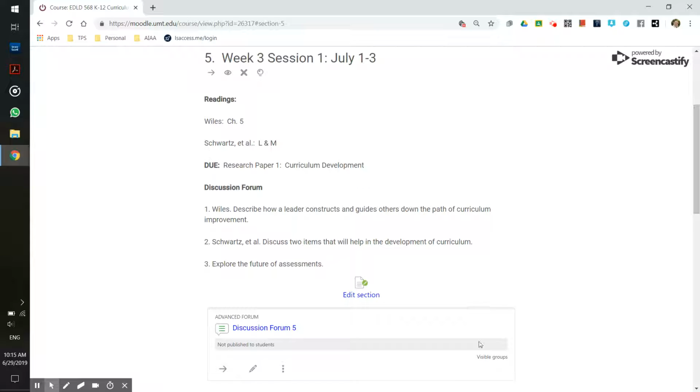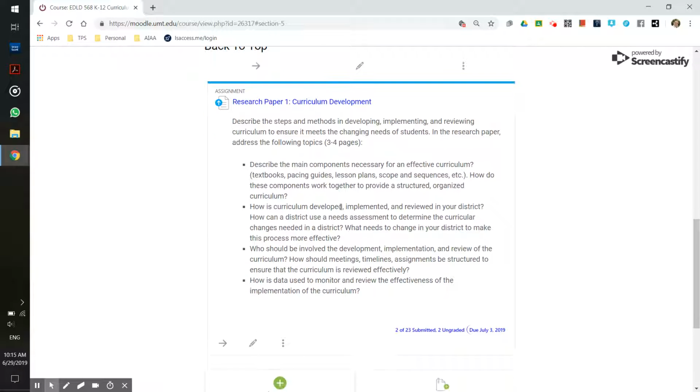We have a couple different readings this week, one chapter in Wiles and 2 sections in the Schwartz book. Also, there's going to be the first research paper completed by July 3rd. And this research paper is focused on curriculum development. So you're going to describe the main components of an effective curriculum and what makes up this curriculum.